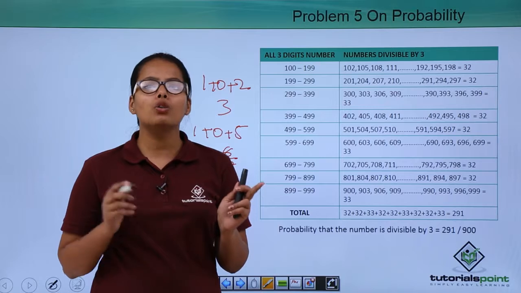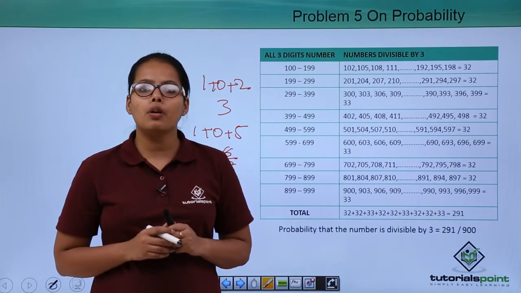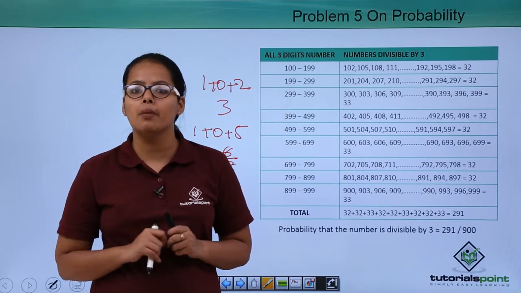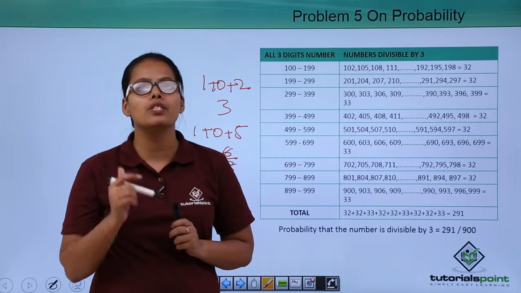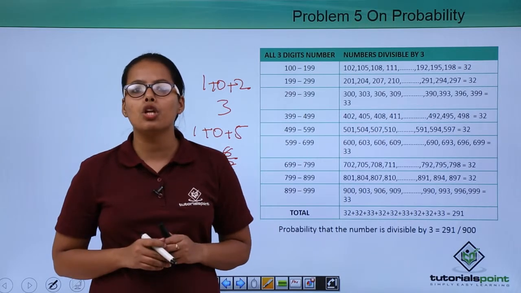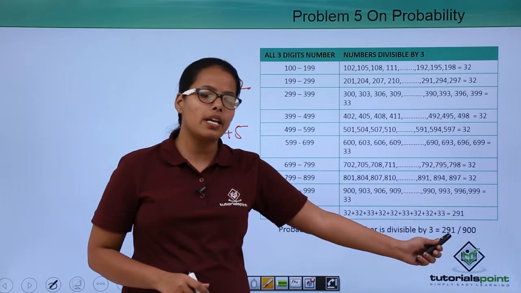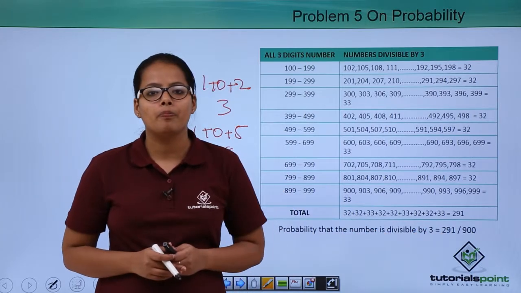How? In 1 to 1000, how many numbers are there? There are 1000 numbers. But which numbers are you going to eliminate? You are going to eliminate 1000 because 1000 is a 4-digit number, and you are also going to eliminate all the 1-digit and 2-digit numbers. So you will be left with a total of 900 numbers. So the event occurred 291 times, divided by the total number of ways, 900. So this will be your probability.